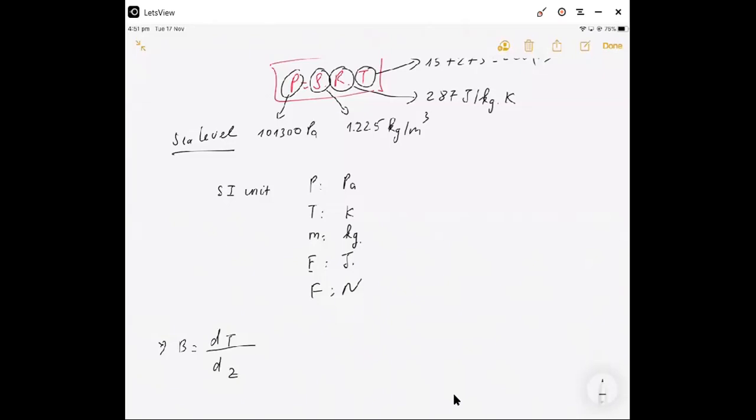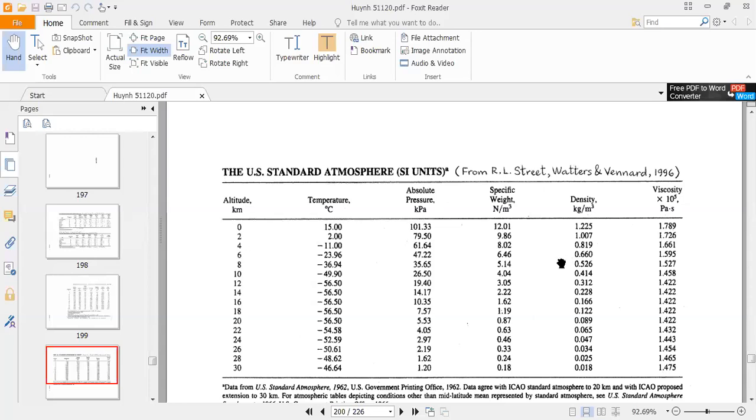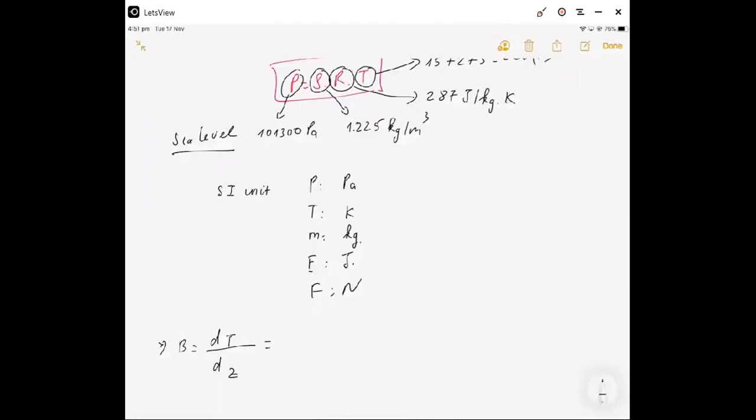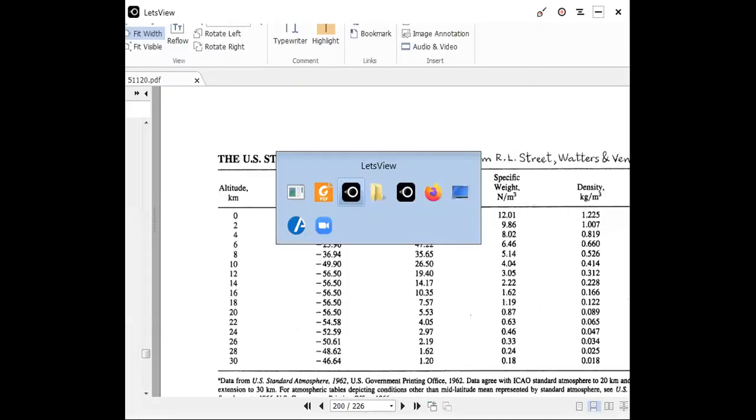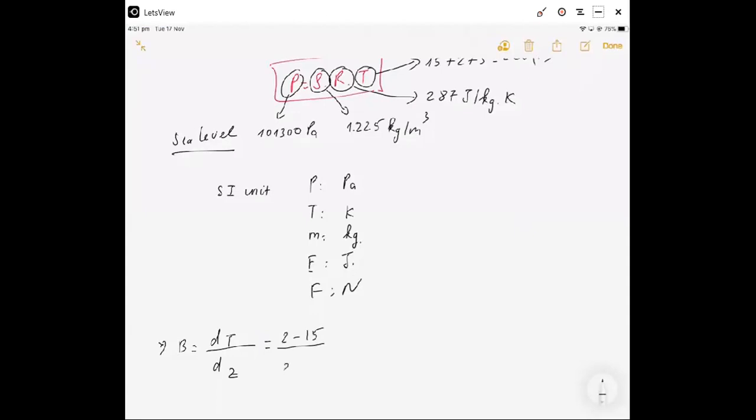For example, from this table, at the altitude 0 kilometer, the temperature is 15. At 2 kilometer, the temperature is 2. So the change in temperature between 0 and 2 kilometer is 2 minus 15. Change in altitude is 2 minus 0, and this will be minus 6.5 Celsius per kilometer. The unit is Celsius per kilometer. This means when we go up 1 kilometer, the temperature will decrease 6.5 Celsius.